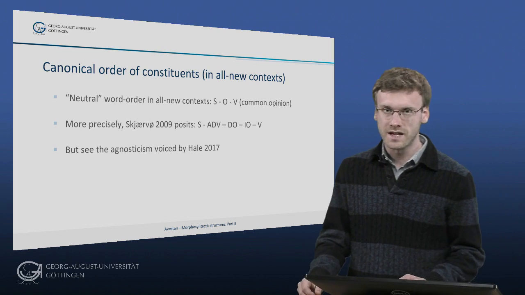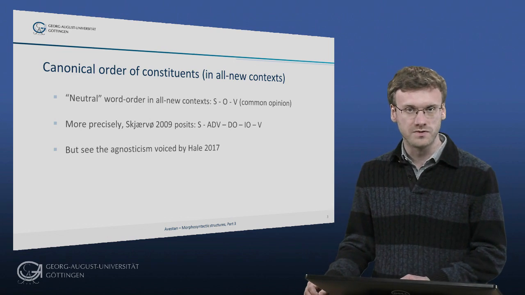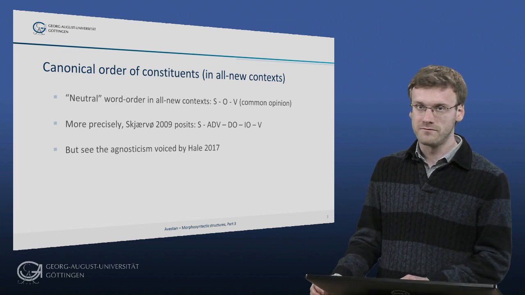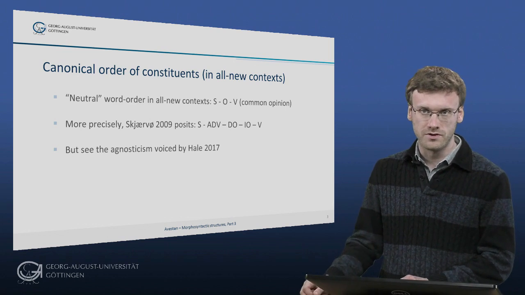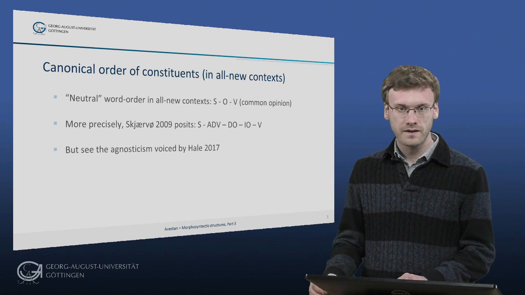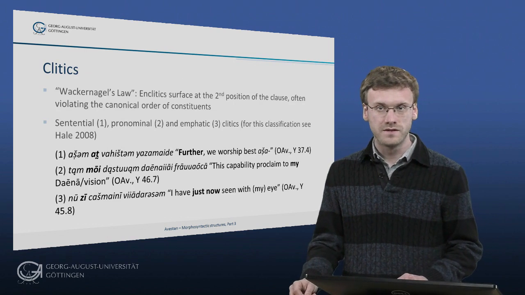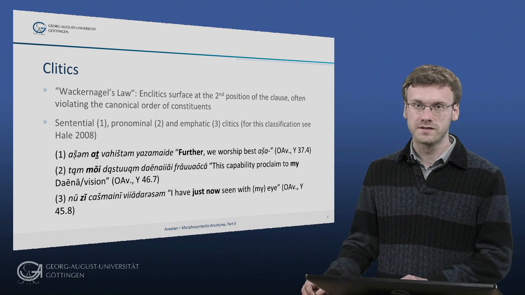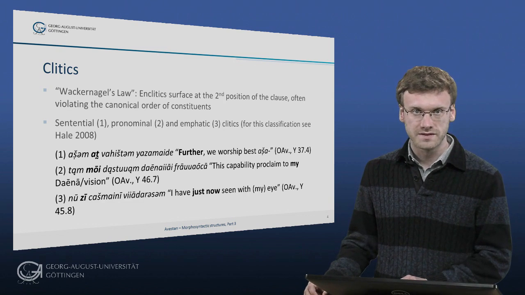In a recent sketch of the syntactical features of Proto-Indo-Iranian, the author notably withdraws to a statement of agnosticism regarding the canonical word order in the ancient Indo-Iranian languages. One phenomenon which regularly results in a violation of the assumed canonical order of constituents is the behavior of clitics.